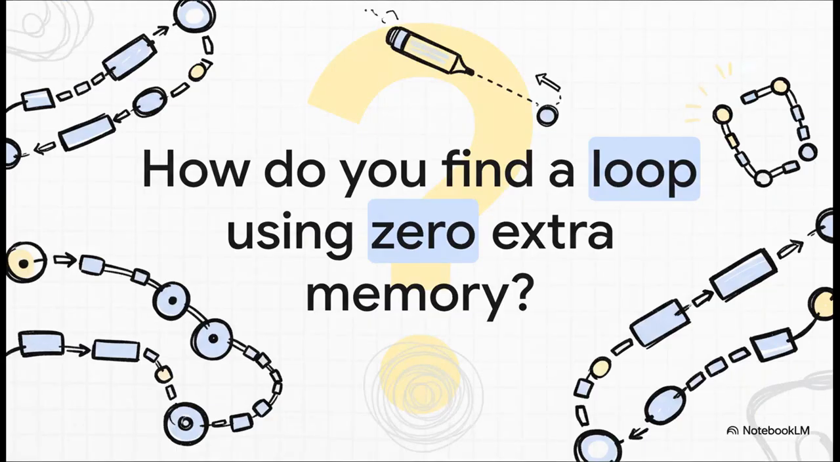Okay, picture a giant chain of data, what we call a linked list. Each piece of information just points to the next one in line. Simple enough, right? But somewhere in that chain, it might secretly loop back on itself. Now here's the challenge. You have to find that loop, but, and this is the kicker, you can't use any extra memory. You can't make a list of places you've been. It sounds really tough, but the solution is surprisingly clever.